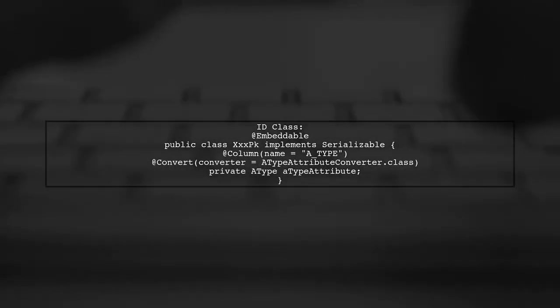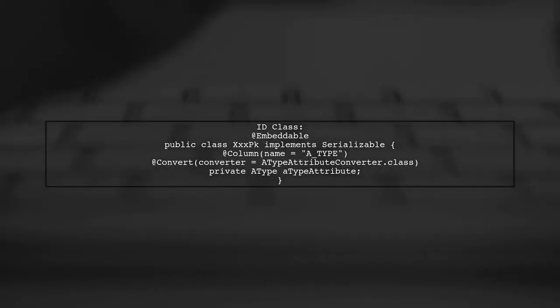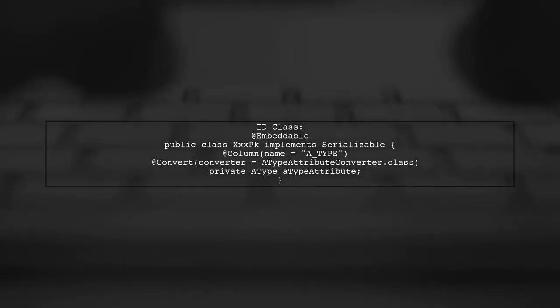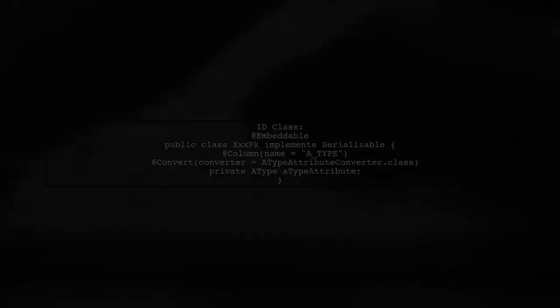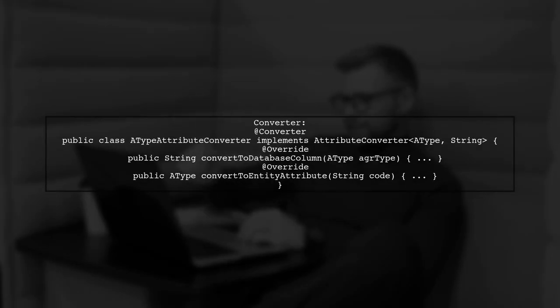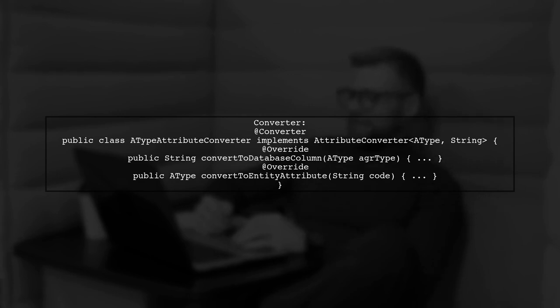The ID class includes a field with the @Convert annotation, specifying a custom converter for the attribute. The custom converter implements the AttributeConverter interface, defining methods to convert between the entity attribute and the database column. Finally, the user defined an enumeration for the attribute values. They also tried using EclipseLink's converter annotations, but did not succeed.